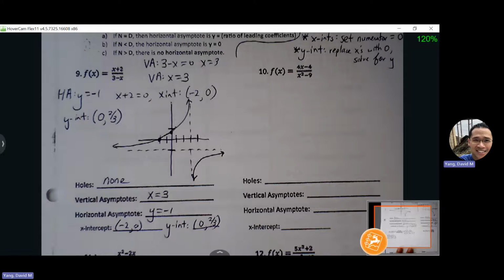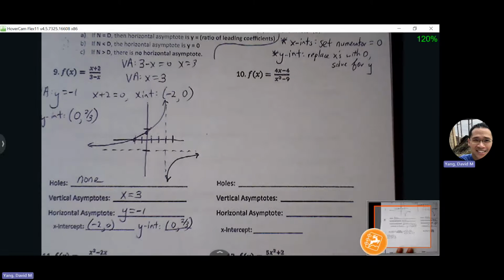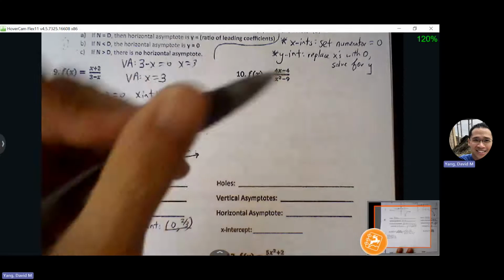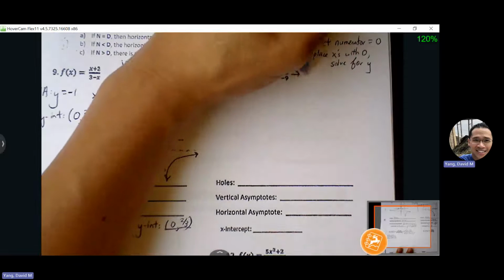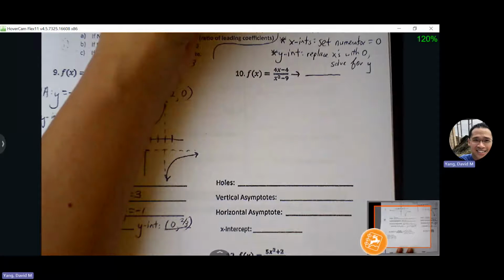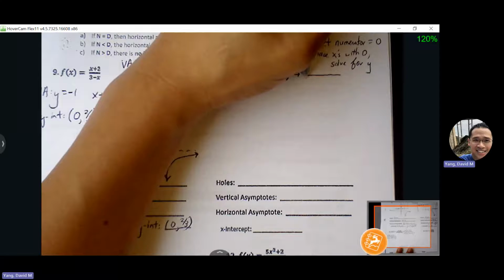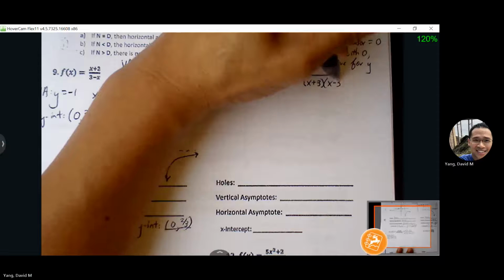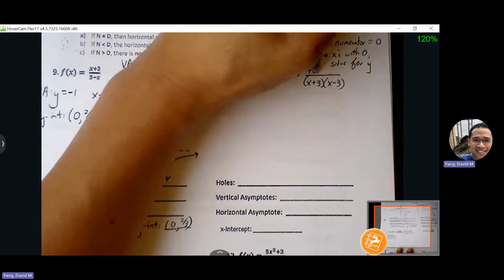All right, number 10. We always want to try to factor first. Do we see any ways of factoring in this? Yep, the denominator. We can do difference of squares, x plus 3, x minus 3. What about the numerator? Yeah, take 4 out. I'm left with x minus 1.